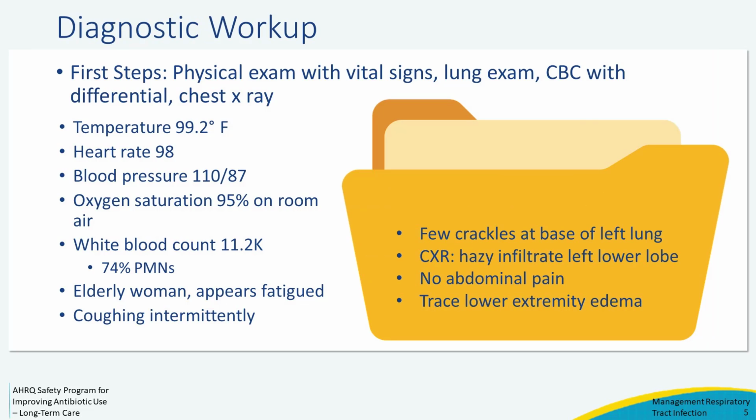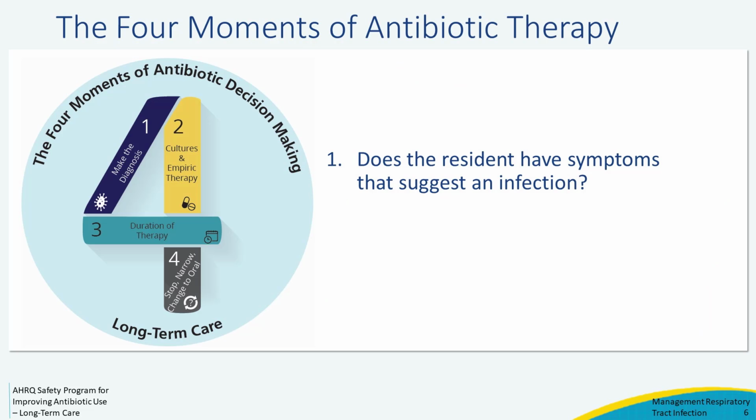The nurse notifies the healthcare team about her condition after getting vital signs and assessing the resident. The nurse notes that she has a temperature elevation and a few crackles at the base of her left lung. The team decides to get some lab work and a chest x-ray. She has an elevated white blood cell count at 11.2 thousand, and her chest x-ray shows an infiltrate in the left lower lobe. Let's return to our 4 moments of antibiotic therapy.